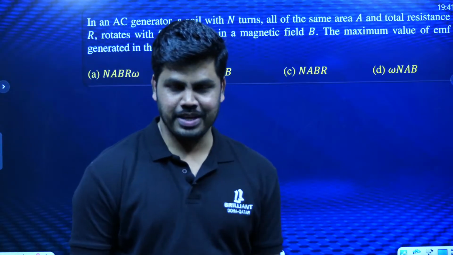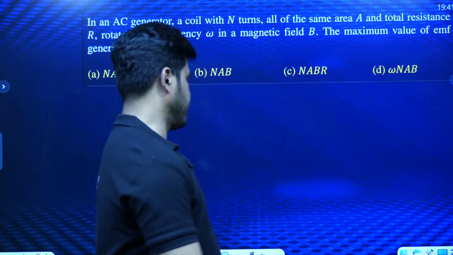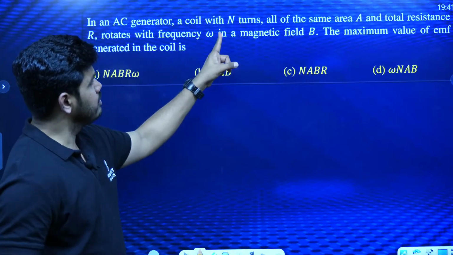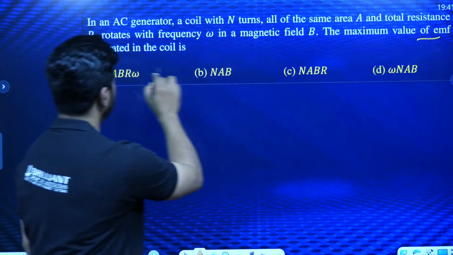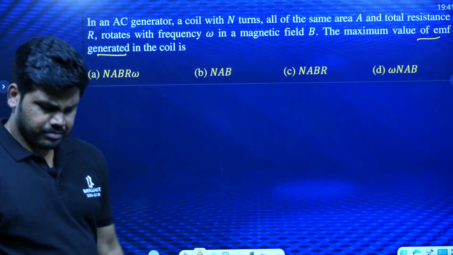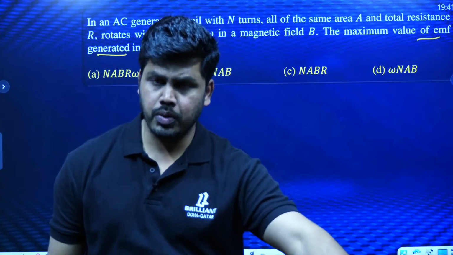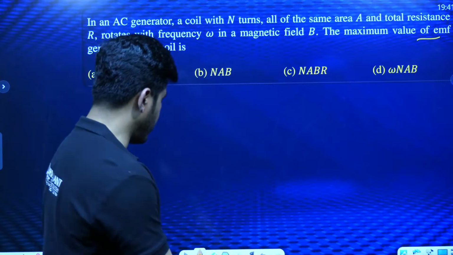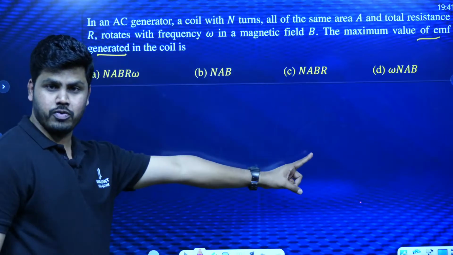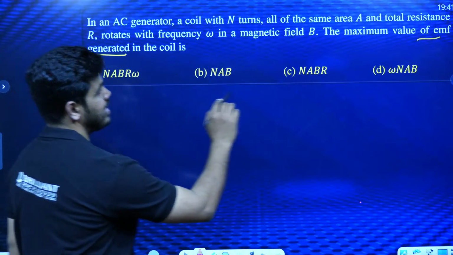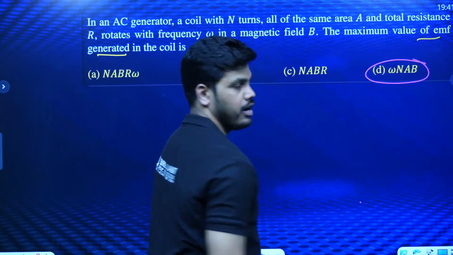AC generator. We are coming to the AC generator part, the last part of electromagnetic induction. With N turns, same area, the maximum value of EMF generated. It's a direct question. If you know the equation, you don't have to waste time on this. What is the expression for maximum EMF produced? Just before we use it in a question, which is NBA omega, right?